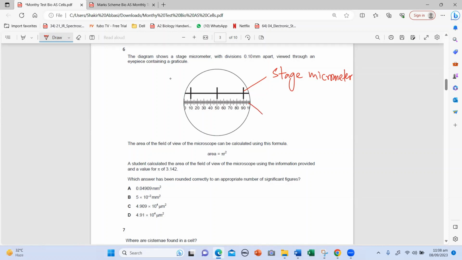So the first thing you have to do is identify which one is the stage and which is the eyepiece graticule. There are two scales, right? After identifying what is the eyepiece graticule and what is the stage, I'll have to calibrate the eyepiece graticule. Calibrate means knowing the value of one graticule division. So for example, 40 graticule divisions are equal to 0.1 of stage. Look, 1 of stage is already given, which is 0.1 millimeter. So I can write 40 graticule divisions equal 0.10 millimeter.